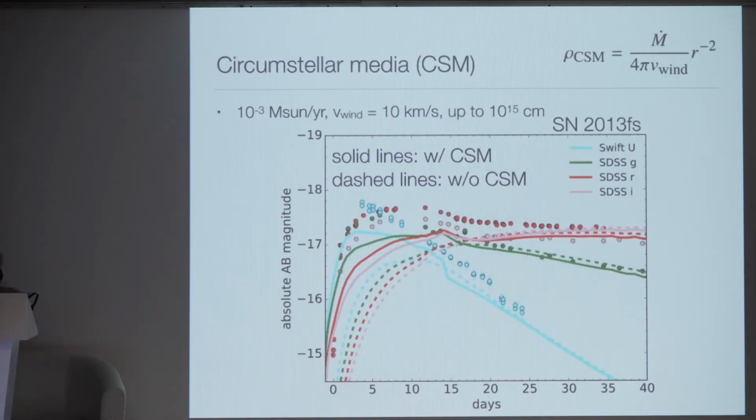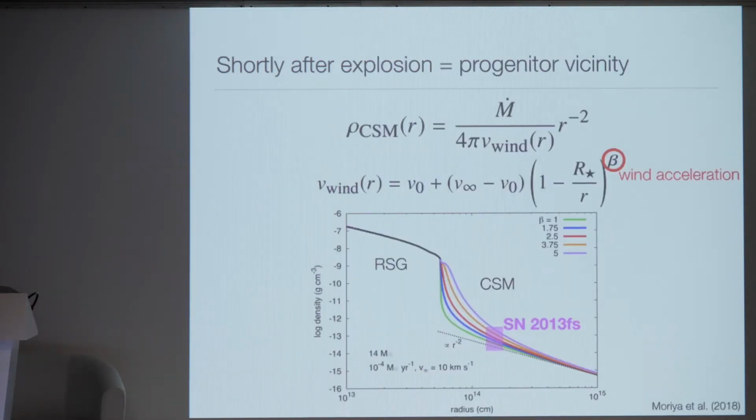And in this model, I just assume this constant mass loss rate and wind velocity. But as we get close to the progenitor, so this is the radius and this is the density. And from the spectral modeling, we got the density at this radius should be around there. So that's obtained from the spectral modeling.